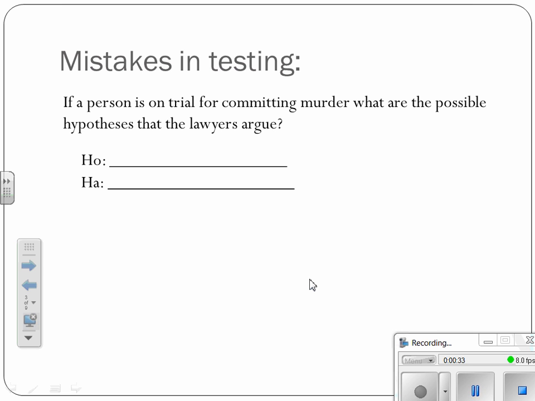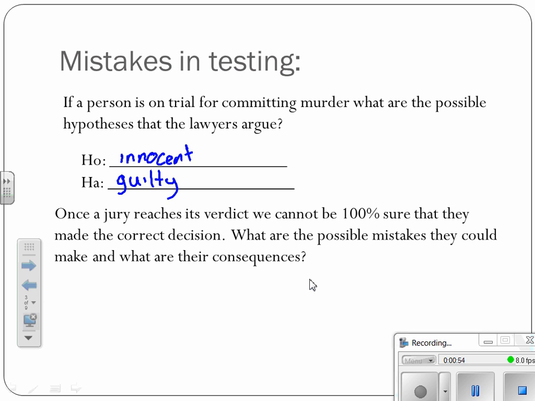So let's say that somebody's on trial for committing murder. There are two possible hypotheses. The way that the judicial system works, the null hypothesis is that the person is innocent, and then the alternative to that is obviously that they are guilty. Those are the two things that could be argued by the lawyers. So once a jury reaches its verdict, we're not necessarily 100% sure that they made the right decision. We hope they did, but there's some mistakes they could make.